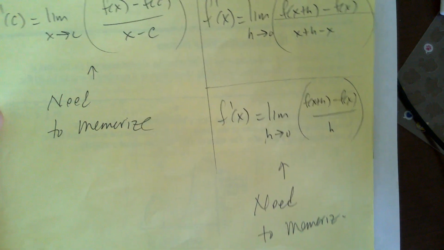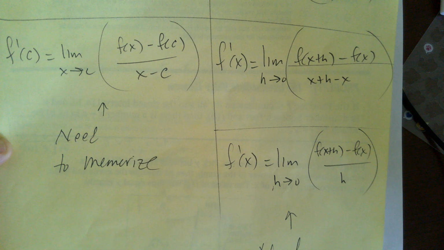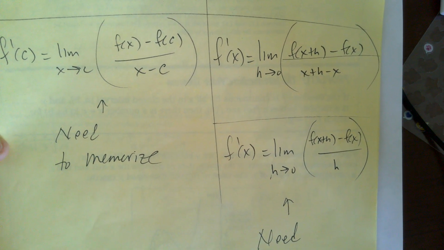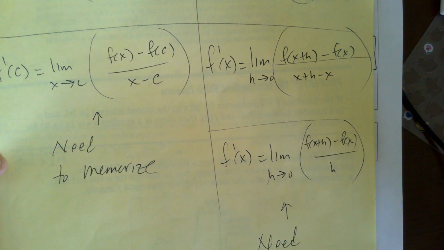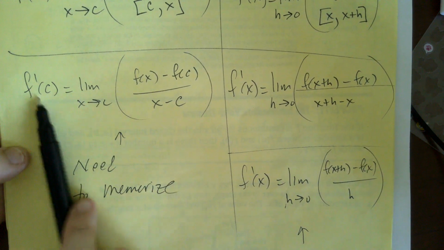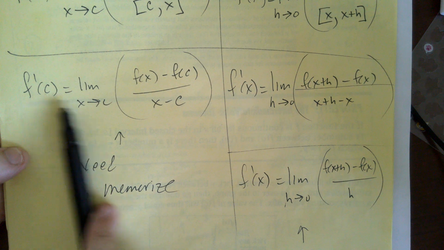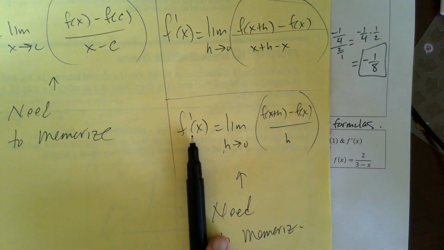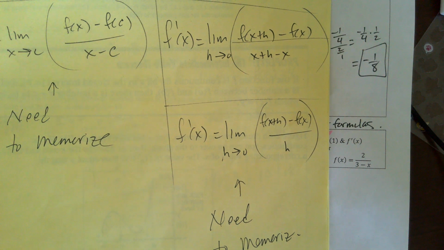Okay, so these formulas, we have to have them memorized. And if you're having trouble memorizing them, you really want to try to understand how the formulas come to be. Then it will be easier to remember. So this is what we're going to use if we're finding f prime of a specific number. This is what we're going to use if we're just finding f prime of x, which could represent any number.